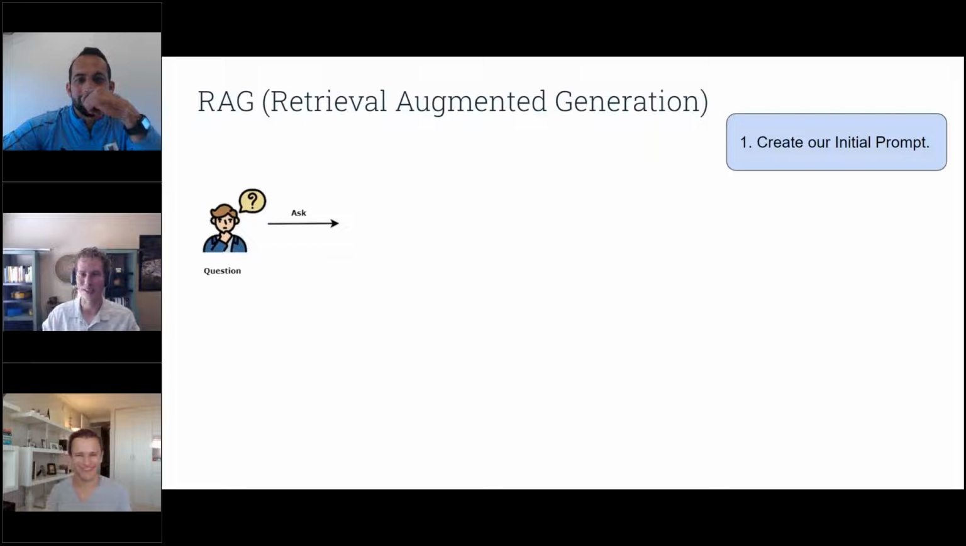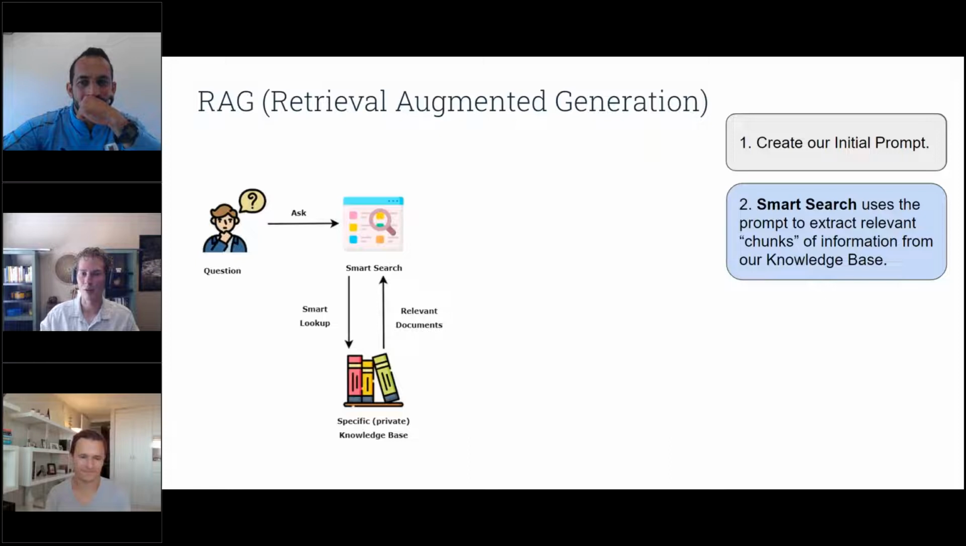So I'll try to refer to it as just RAG, where we have our user who asks a question, our initial prompt. And prior to the large language model answering, we go through a process of smart search, where we have our private knowledge base, which could include different types of documents. It can include a lot of information that we have hand selected. And we use our initial prompt to find which chunks of information are the most relevant.